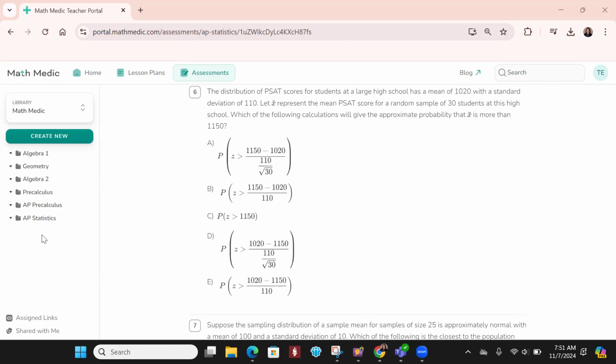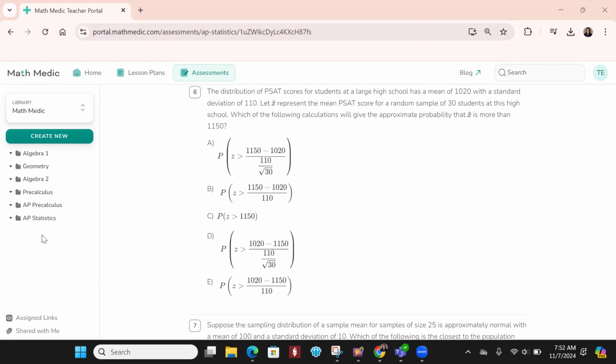Number 6. Distribution of PSAT scores for the students at a large high school with a mean of 1,020 and a standard deviation of 110. Let X bar represent the mean PSAT score for a random sample of 30 students at this high school. Which of the following calculations will give the approximate probability that X bar is more than 1150? What's your answer? Why? Okay, so we're taking our number that we want minus the mean, divided by the standard deviation divided by the square root of our sample size. Okay, why is Z greater than though?